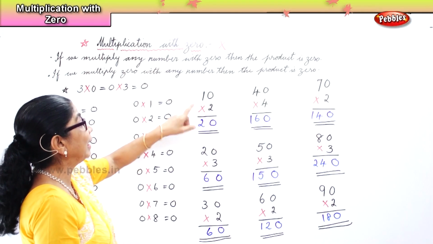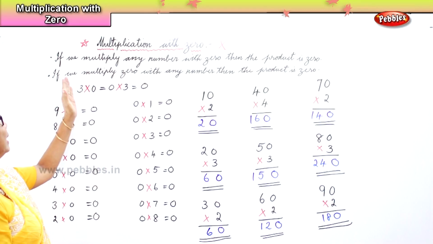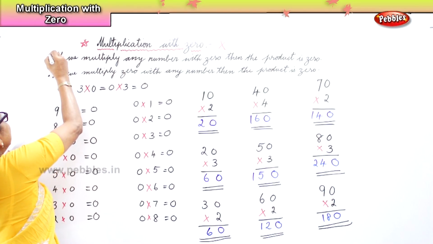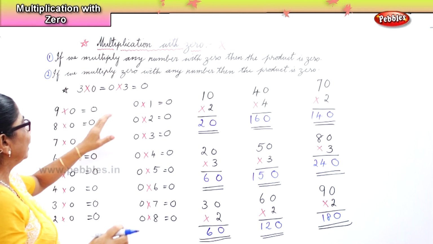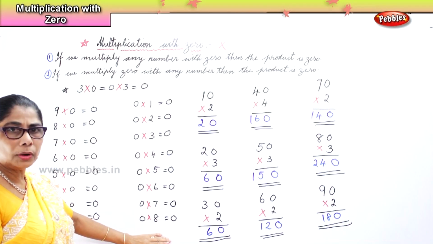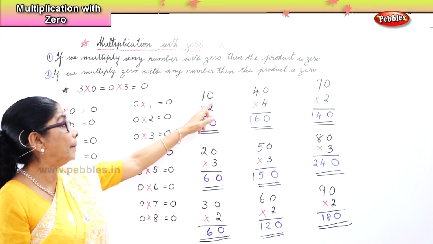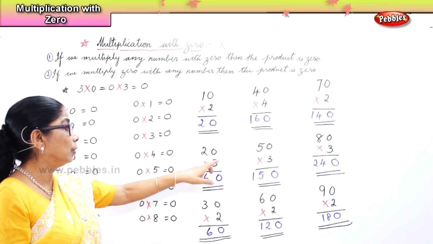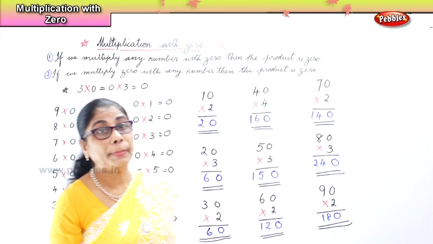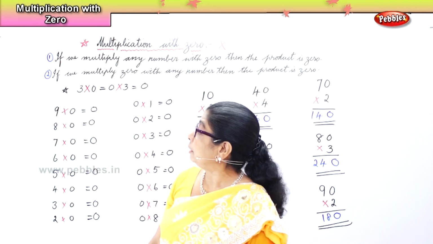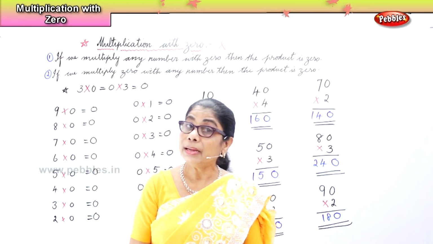What did we learn today? If we multiply any number with 0, the product is 0. So that is number 1. And the second rule we learned is, if we multiply 0 with any number, the product is 0. Now we have done two-digit numbers with 0. Any number, 0 into 2 is 0, 0 into 3 is 0. So this is the rule that we need to remember. Any number multiplied with 0, the product is 0. 0 multiplied by any number, the product is 0.